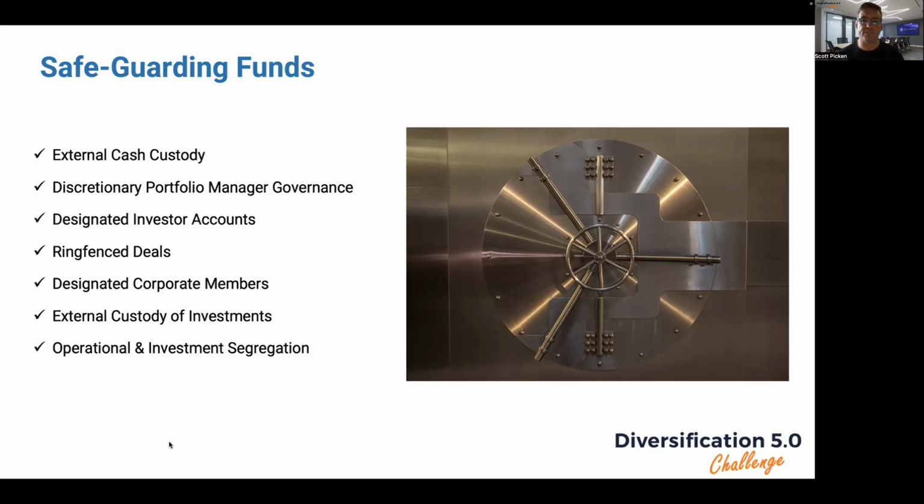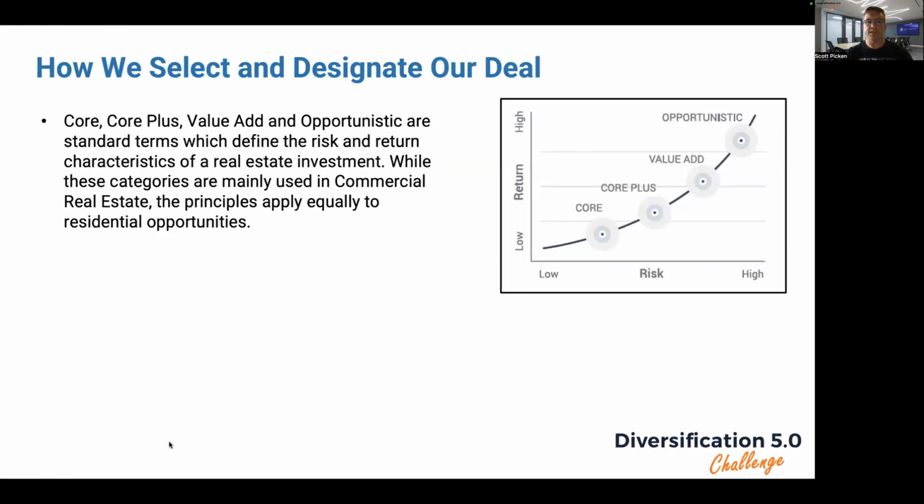So in exactly the same way as Uber, we've cut out the middleman, we've cut out the costs, and we've dramatically increased the trust, the transparency, and the accessibility. You've got designated corporate members, you've got external custody of investment, and finally, you've got operational and investment segregation. So these are all things that have been put in place to protect investors' money. And again, it's what we've learned, with 28 years of doing this, what is best practice basically in terms of that process. So how do we select and designate our deals?